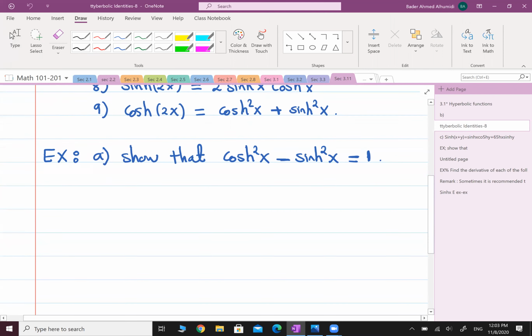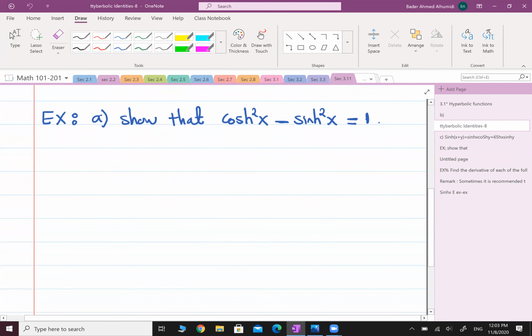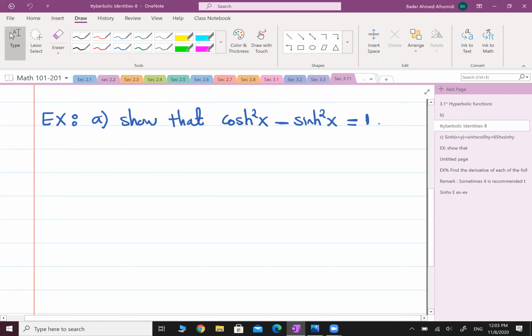How to prove identities involving hyperbolic functions? That is the first point we need to discuss today. And the second point to be discussed today: what is the derivative of these six hyperbolic functions? So, how to prove identities involving hyperbolic functions? The answer: always use the definition. Start with the more complicated side, use the definition, try to simplify and reach the other side.